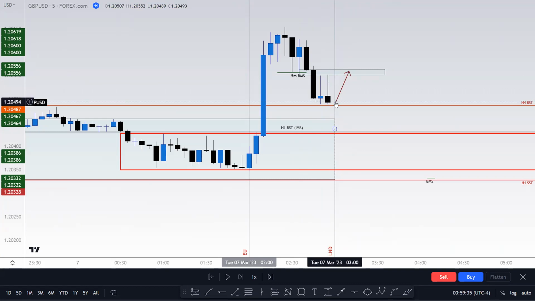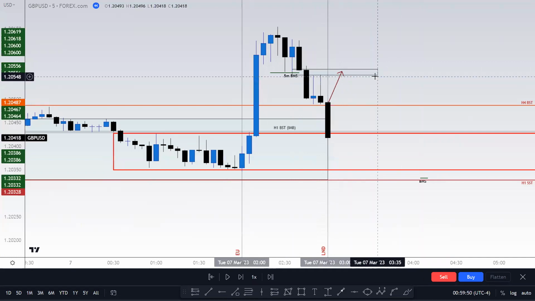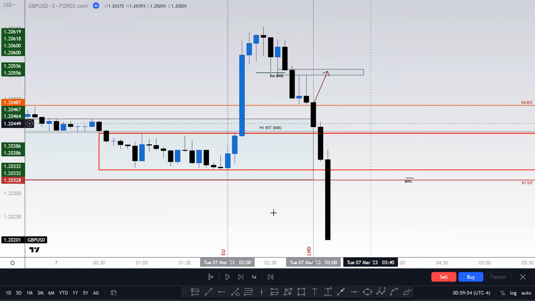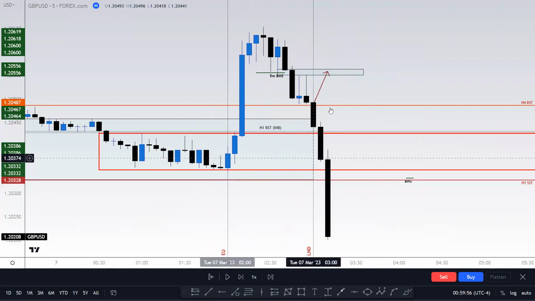Now, going into the 8 a.m. London Open, so this is 7:50, 7:55, I'm anticipating price to trade back into the bearish imbalance. But that doesn't happen. Rather, what does price do? Price proceeds to break below the 15-minute Asian range.